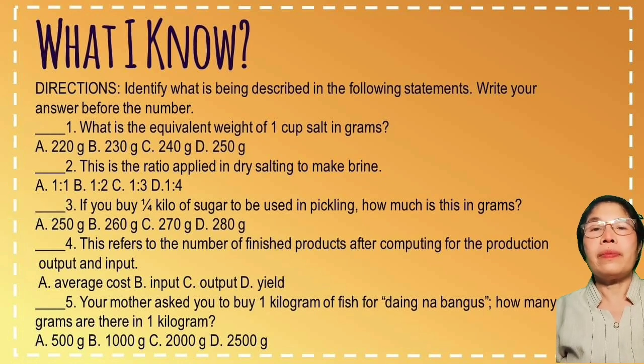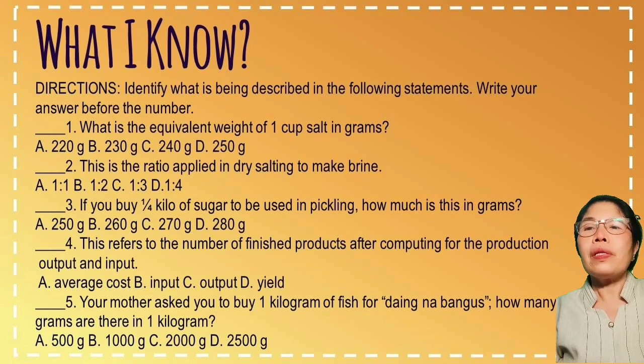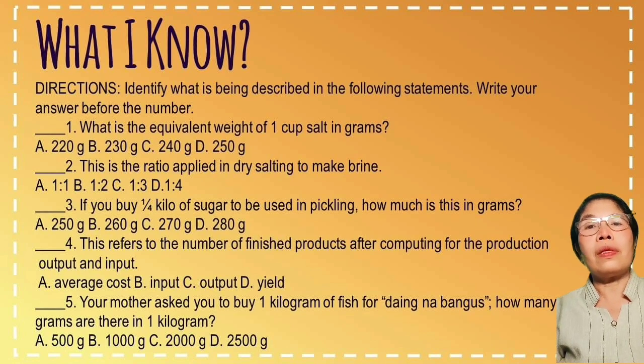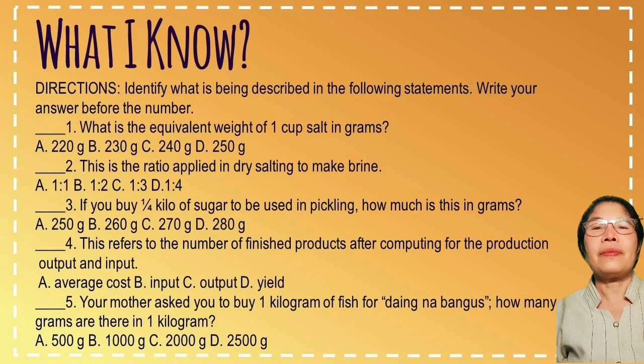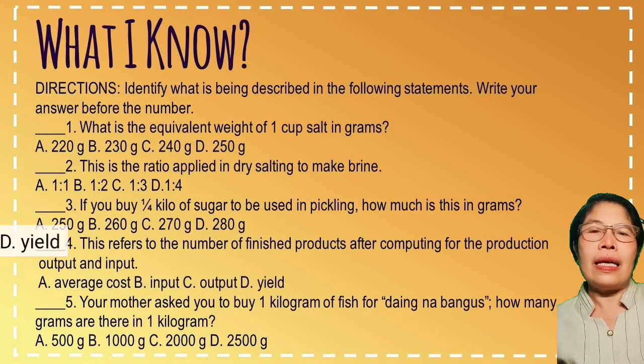Next, number 4. This refers to the number of finished products after computing the production output and input. Is it A, average cost? Letter B, input. Letter C, output. Letter D, yield. So what's your answer? Very good. It's letter D, yield.